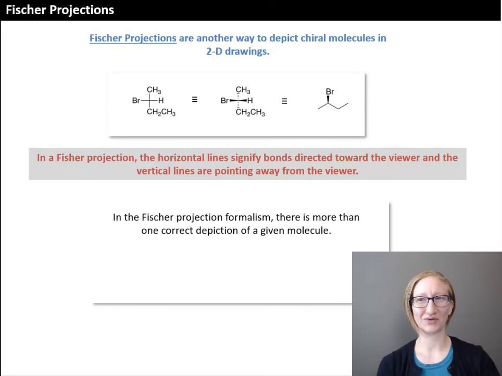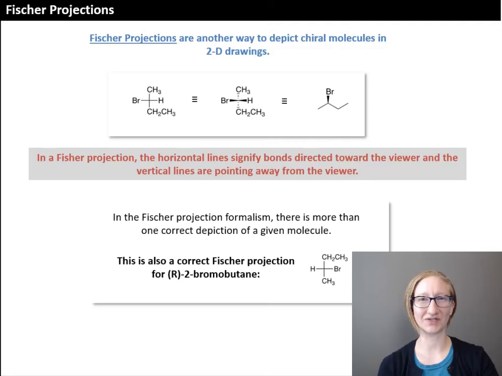The other thing to note here is that because we're orienting the molecule with 2 horizontal groups pointing forward and 2 vertical groups pointing backward, there's more than one way to achieve this orientation, meaning there's more than one correct Fischer projection for any given molecule.